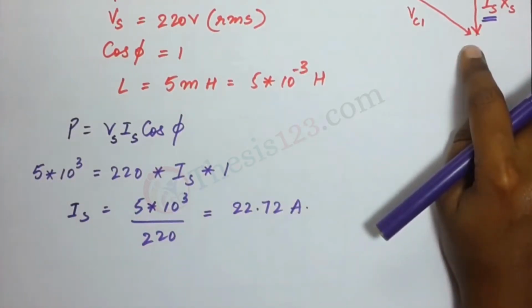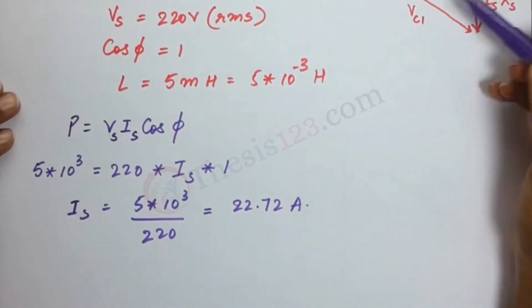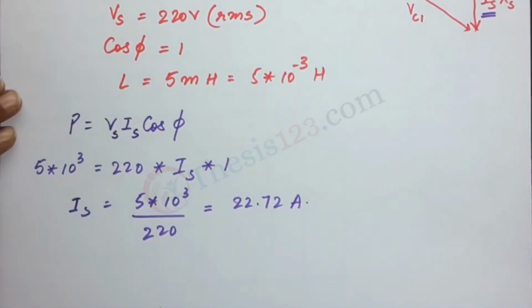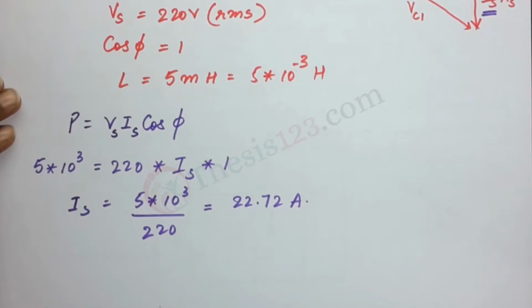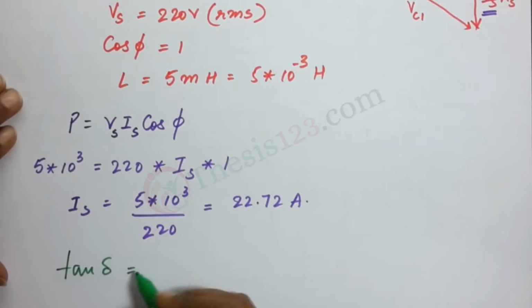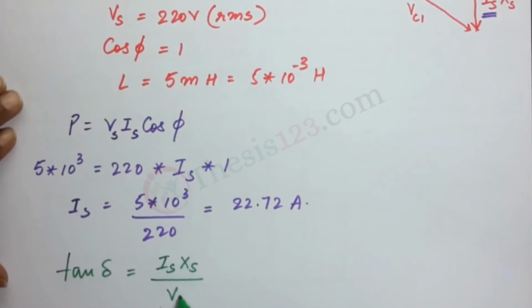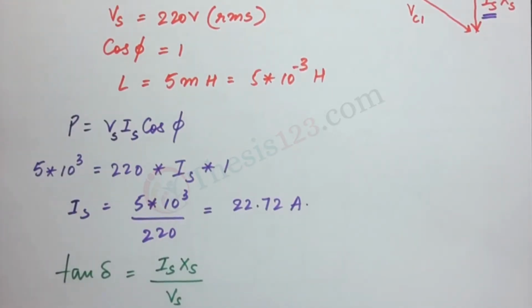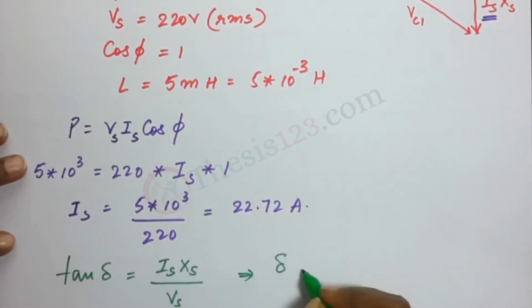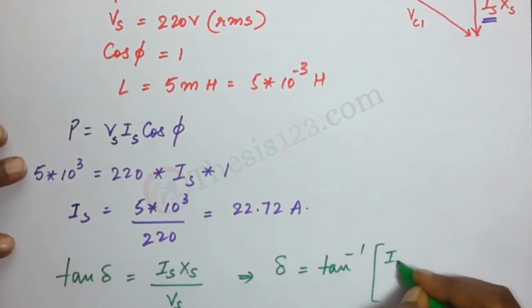Now let's look at the triangle over here. If we were to find out what delta is, we can use tan. So tan delta would be opposite by adjacent value, right? So tan delta is equal to, now the opposite is IS XS divided by VS according to the figure there. Now let's take tan to the other side since we are supposed to find out what delta is. So we get here delta is equal to tan inverse of IS XS over VS.